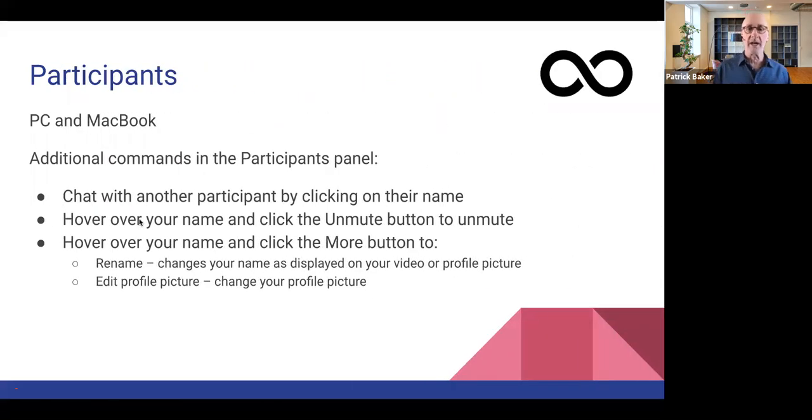Some additional commands in the participants panel for PC and MacBook. I can chat with an individual by just clicking on their name, and that basically launches the chat specifically for that person. You can hover over your own name and mute or unmute. And then you can also hover over your own name and click the More button, and that'll let you either rename yourself, or you can change your profile picture if you wanted to use a different picture. Or if you have no picture, you can add one.